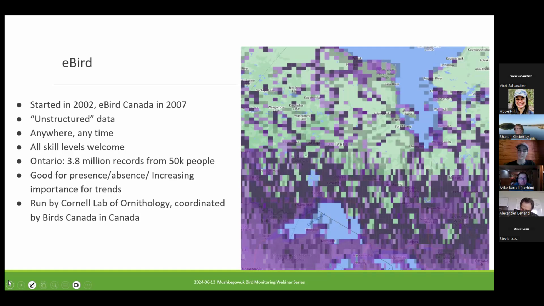It's really great for finding out where a species is found. This map here is the white-throated sparrow map, showing all the records that are in eBird. The darker purple just means that it's a higher frequency of reports in that general area. And then the gray spots are places where people have submitted some information to eBird, but not a white-throated sparrow yet. And eBird is run by the Cornell Lab of Ornithology in Ithaca, New York. And in Canada, it's also coordinated by Birds Canada.